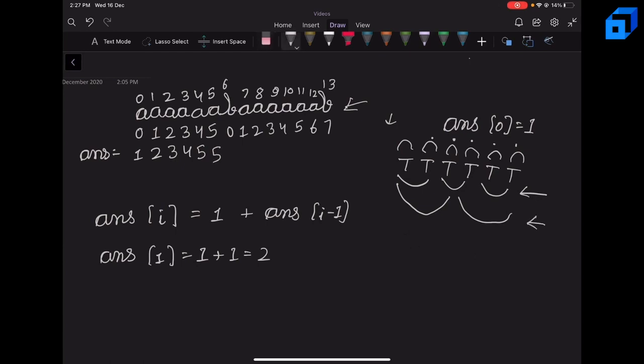Now let's try this possibility. It will be 2, 1 copy and 1 paste, plus answer of 2. And answer of 2 is actually 3. So again, this is 5. So now this answer will be 5. Now for this index, answer will be 1 plus answer of i minus 1, that is 6.